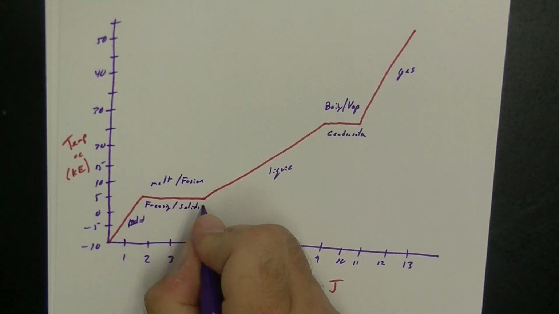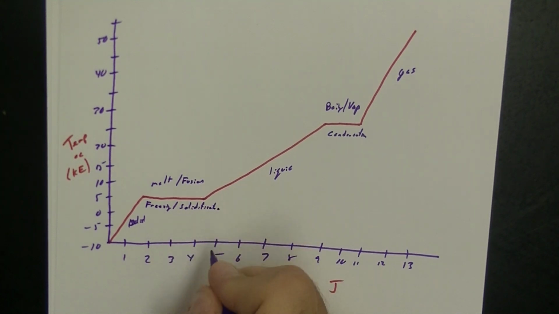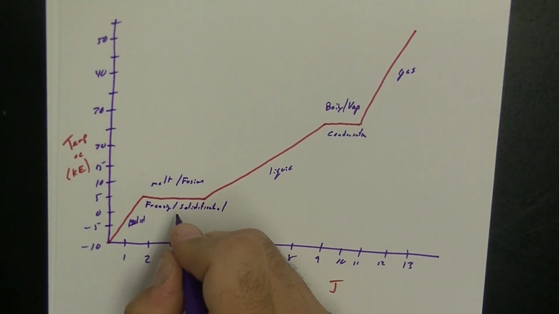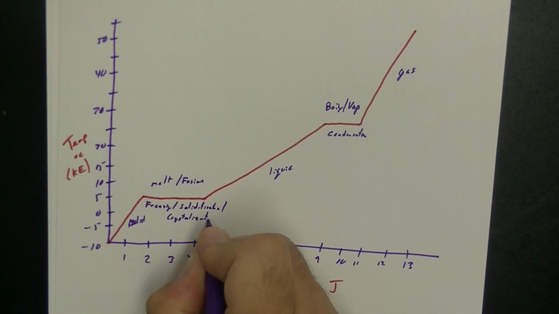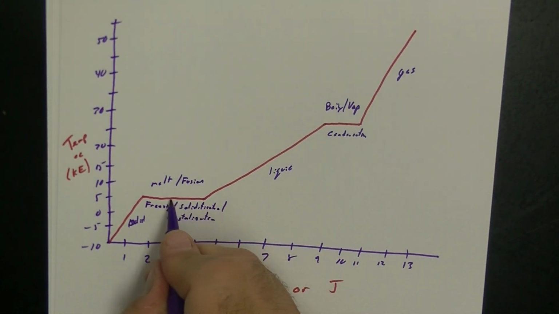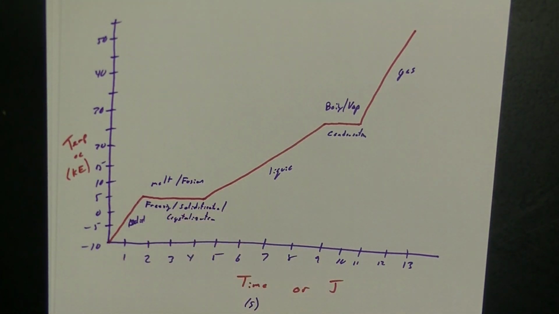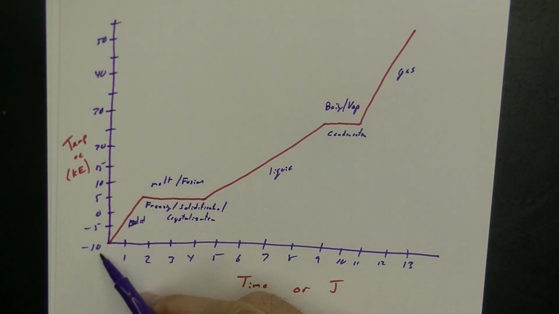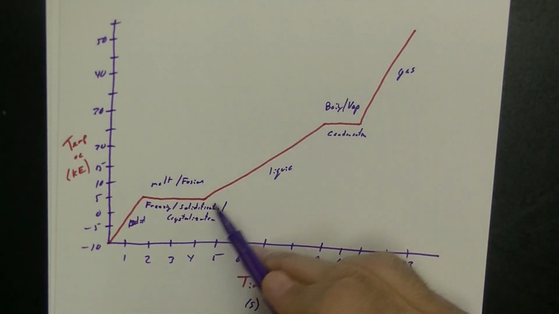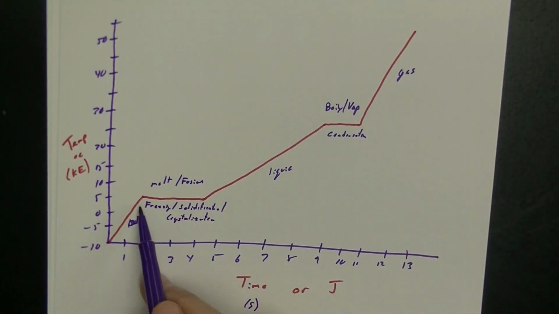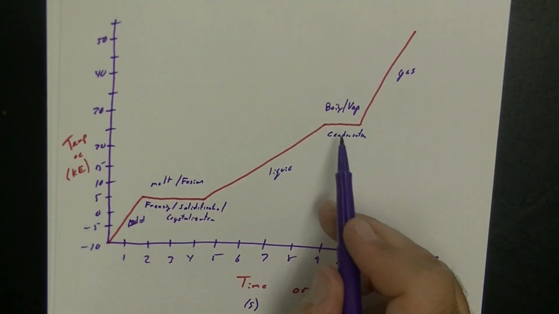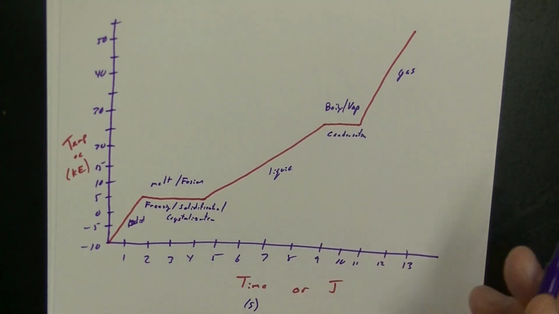Solidification, or crystallization. And then, so we crystallize, and then we get back to a solid. Okay, now, notice where temperature is changing. Temperature changes when we are in phase. Temperature does not change while we are in changing phase. The temperature stays constant here.